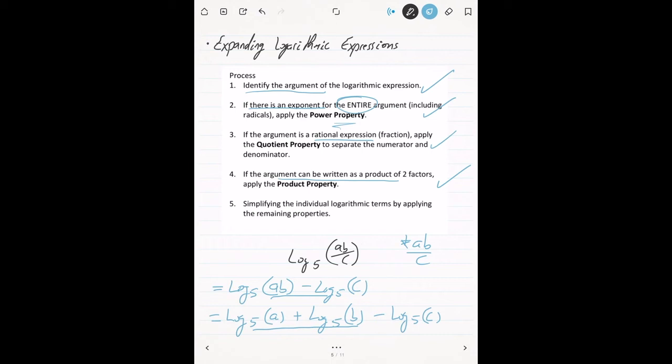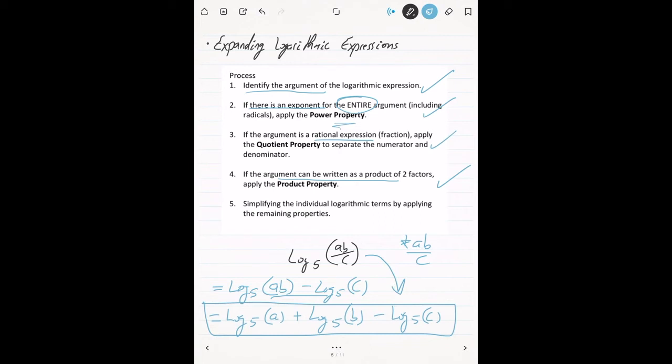And then we can say simplifying individual logarithms by applying the remaining properties. Well, there's nothing else that simplifies here, right? They have no exponents other than a 1, so we're good there. There's nothing like log 5 of 5. They're all just letters. So this is our final answer. This is how we've gone and expanded the logarithm.